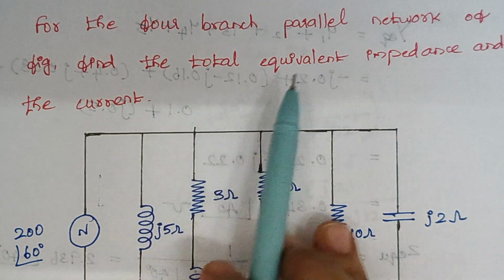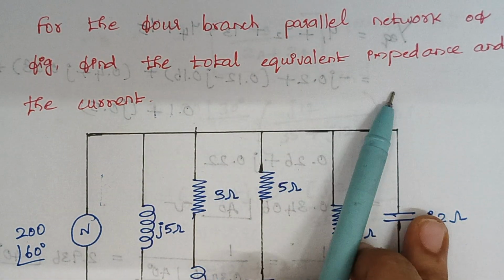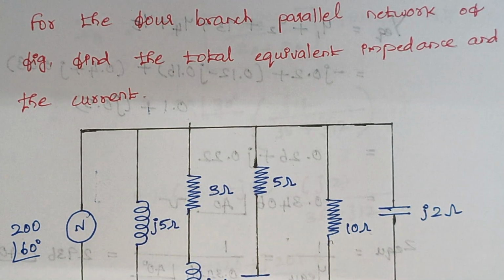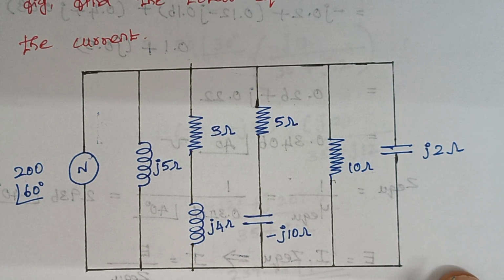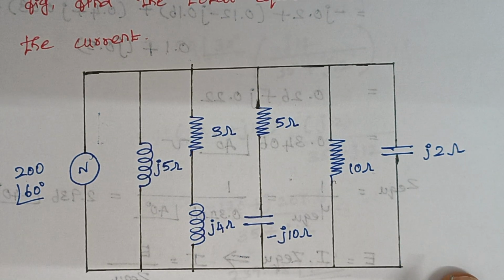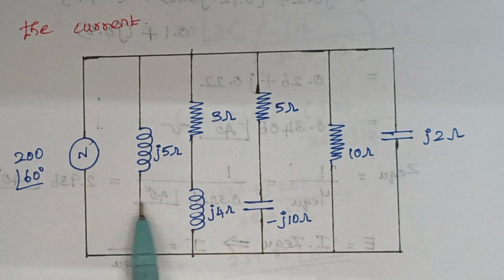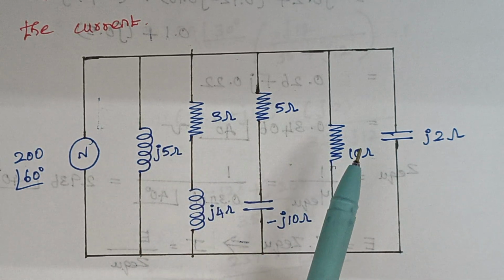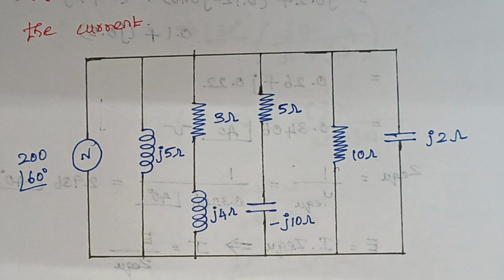For the 4-branch parallel network of the figure, find the total equivalent impedance and the current. So here you see, this is our given circuit. We are asked to find the total impedance and the current. Here we have parallel paths: 1, 2, 3, 4, 5. So 5 branches here.